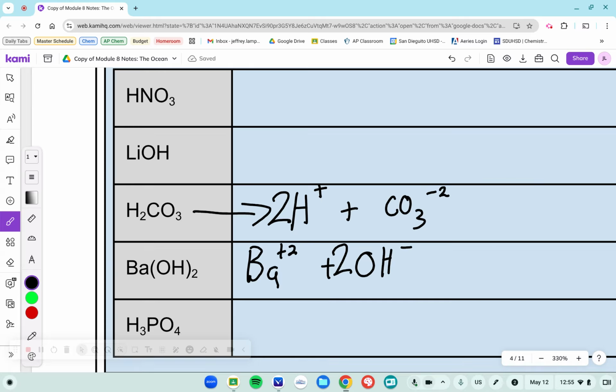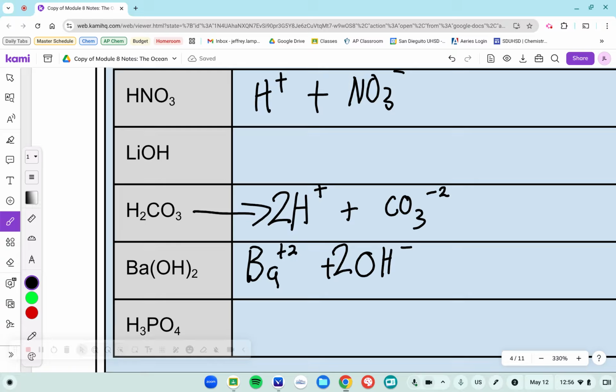So starting with HNO3, we can tell that this one's an acid because it starts with an H+. Because we have an acid, we know we're going to make H+, and we're also going to make NO3-. That's what's left over. If we remove an H from this, we're left with NO3. Because the H is positive, the NO3 must be negative.